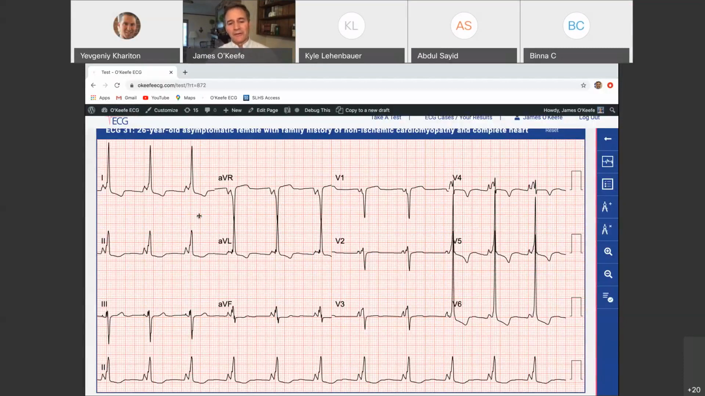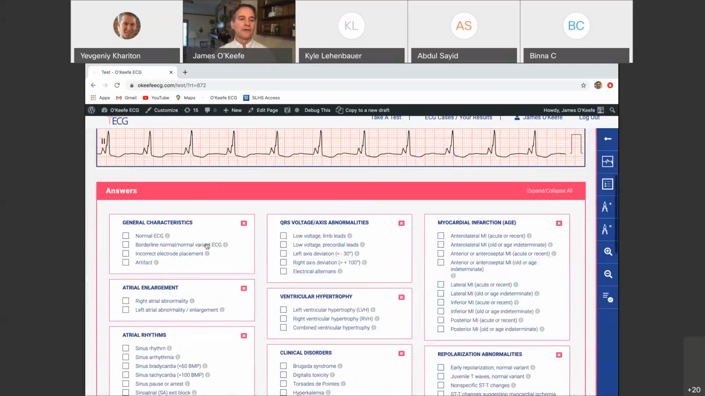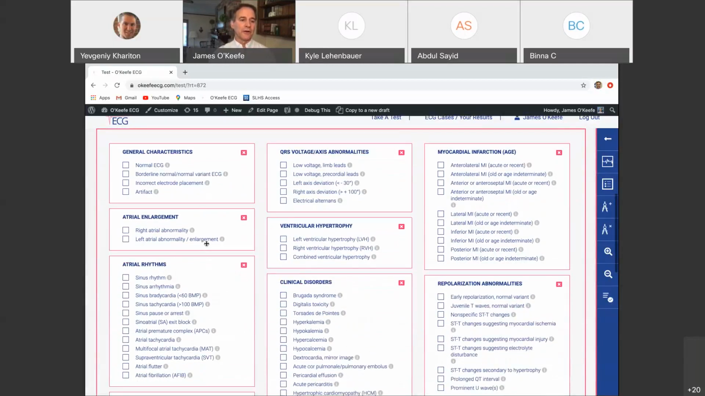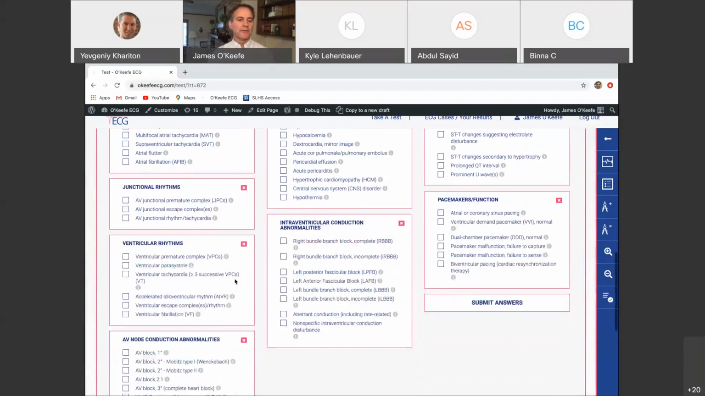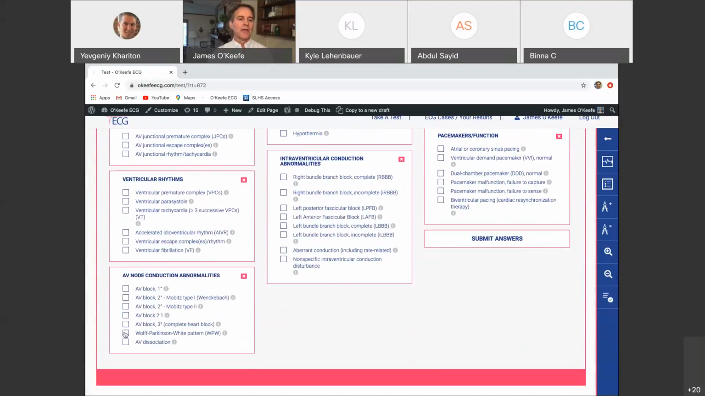But the point is, as Kyle mentioned, that once you see WPW, because that accessory pathway totally distorts the normal measurements on an ECG, basically you just call the rhythm, in this case a sinus rhythm, right? And then you'd call WPW. So WPW is down here with the AV nodal conduction abnormalities. And that's pretty much all you need to do for WPW.